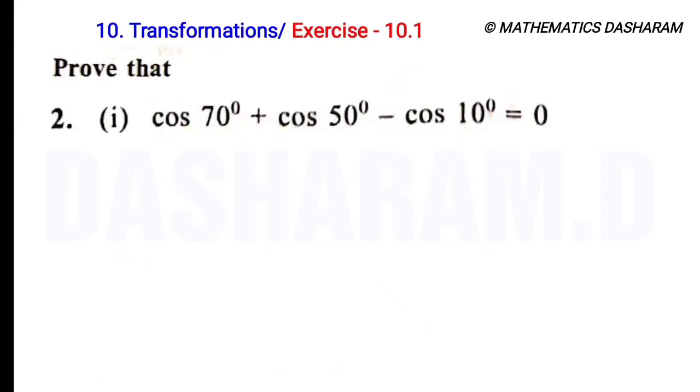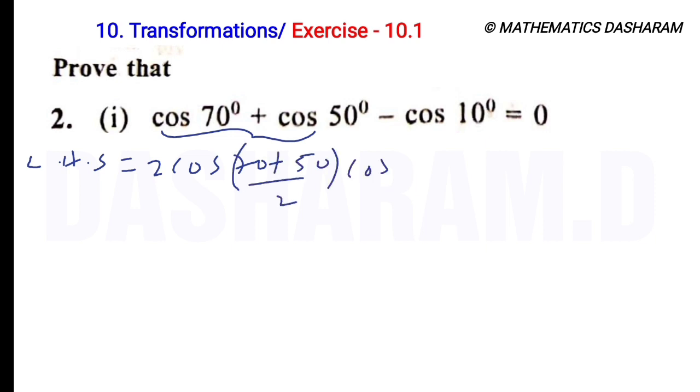Second bit, first problem: prove that cos 70 degrees plus cos 50 degrees minus cos 10 degrees equals 0. So let's take the LHS first. For the first two terms, apply the cos C plus cos D formula: 2 cos (C plus D)/2 into cos (C minus D)/2, so (70 minus 50)/2, minus cos 10 degrees. So here the 2 cancels, that is wrong. We cannot cancel the 2.